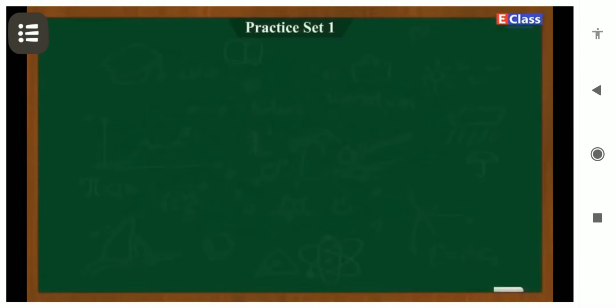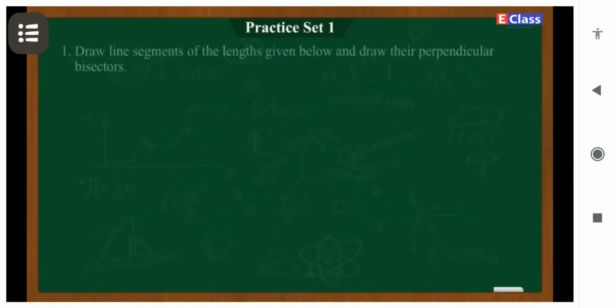Now students, let's solve the practice set 1. Now we will solve the first question of this practice set. Question number 1. Draw line segments of the lengths given below and draw their perpendicular bisectors. 1. 5.3 centimeters.